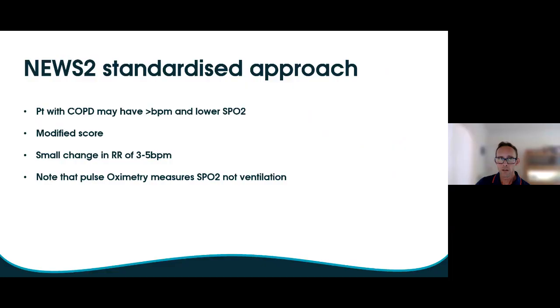Nurses need to be aware a small change in a patient's normal respiratory rate of 3 to 5 breaths per minute could be an early sign of deterioration. We should also note that pulse oximetry measures saturations of oxygen and not ventilation. So someone can have relatively normal saturations but a raised respiratory rate and not essentially be improving their tidal volume or getting the carbon dioxide out. So it's really important to monitor respiratory rate.